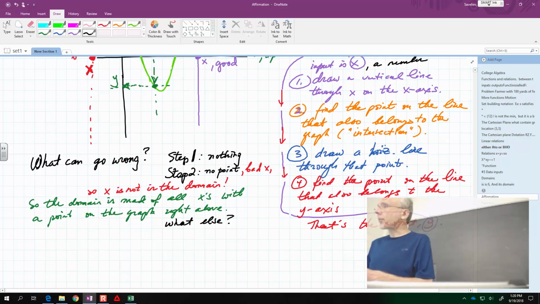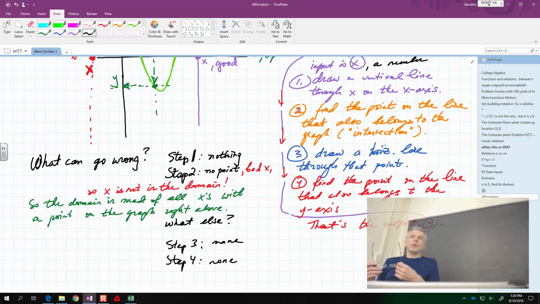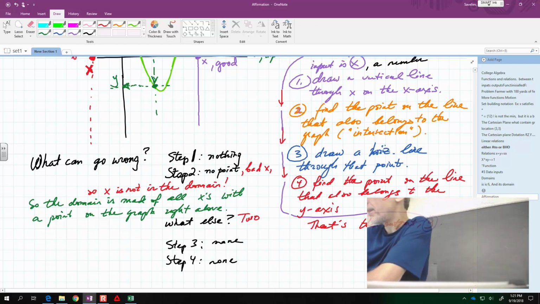Long story short, number 3 and number 4 will not have any problems. So none here, none there, but there is another thing that can go wrong in step number 2. We're looking for that intersection. What else can go wrong? One will go wrong: there is no intersection. What else can happen? 2 intersections, right? 2 intersections. So that's also bad. So what's our conclusion then? This is not a function, right?